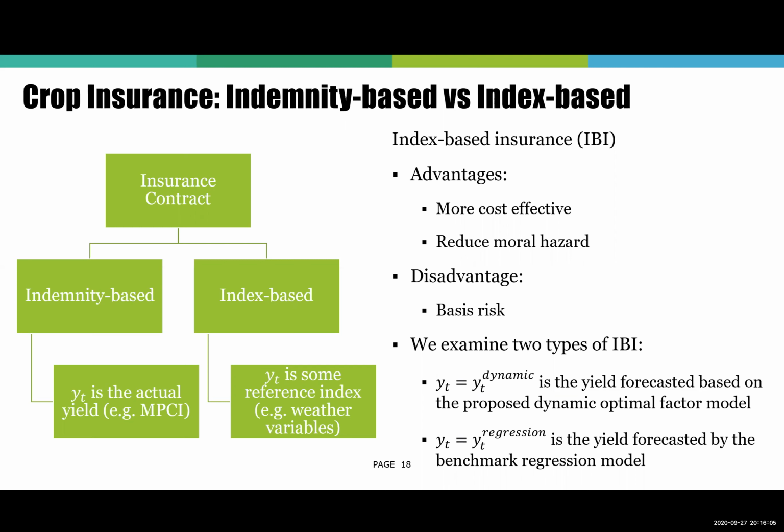In this podcast, we have provided some encouraging evidence on the effectiveness of our proposed yield forecasting model based on the dynamic factor approach. Given its efficiency, here we propose a new IBI where the reference index is given by a proposed dynamic factor model. To validate our new IBI, we compare it with another IBI constructed with the reference index based on the benchmark regression model.